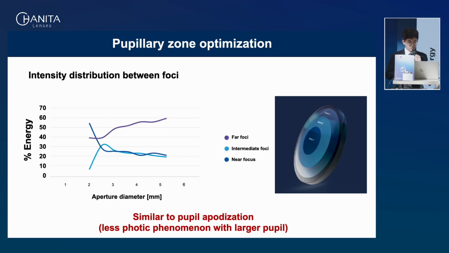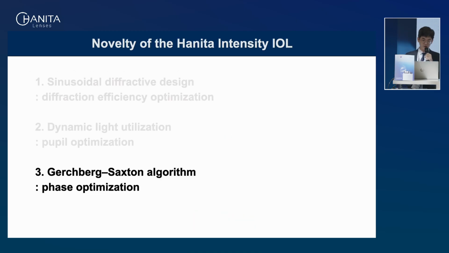So now you can see that with the increase in the pupil diameter, light energy goes more into the far focus, which is similar to the apodization design. So it can give the patients less photic phenomenon with the larger pupils when they drive at night. Okay, the last thing is GS algorithm.